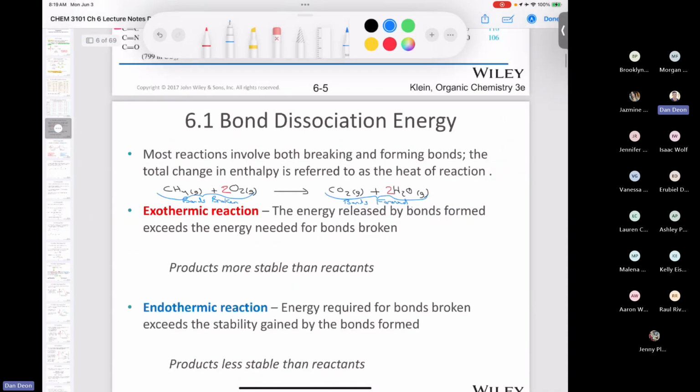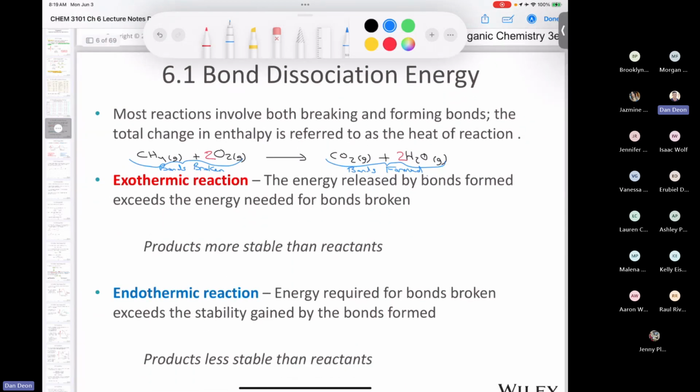So let's put a name to reactions when energy is released versus when energy is absorbed. An exothermic reaction, and again, I know you all know this, is a reaction where the energy released by the bonds formed exceeds the energy needed to break the bonds. So that means your products are more stable than your reactants. Another way you could think about it is heat is released by the reaction. Or you could also say the delta H is negative. Delta H is negative for an exothermic reaction.